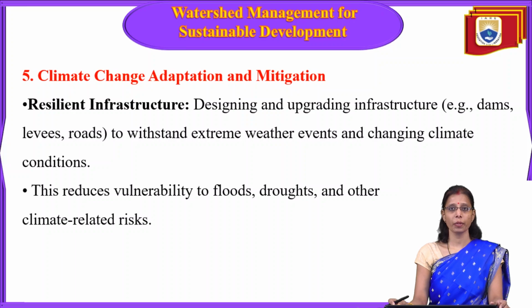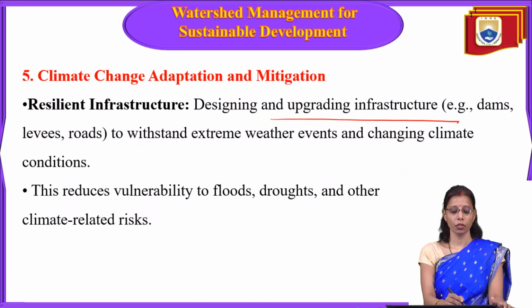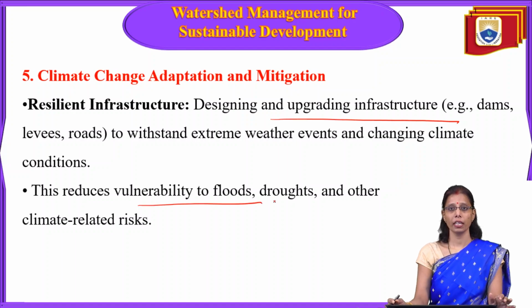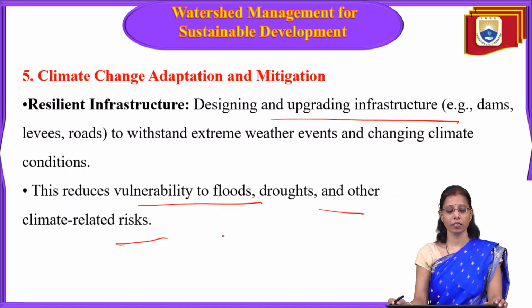Now, climate change adaptation and mitigation. Resilient infrastructure: designing and upgrading infrastructure, dams, levees, roads to withstand extreme weather events and changing climatic conditions. So this reduces the vulnerability to floods, droughts, and other climate-related risks. Upgraded infrastructure like dams and levees will help improve resilience against changing weather events.